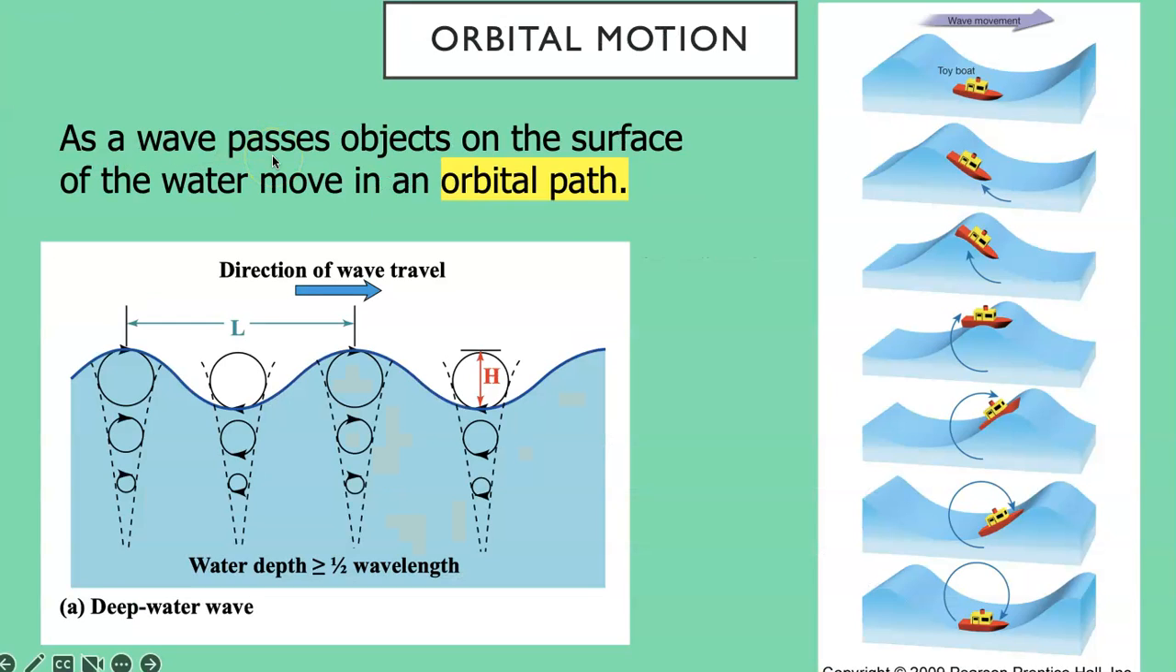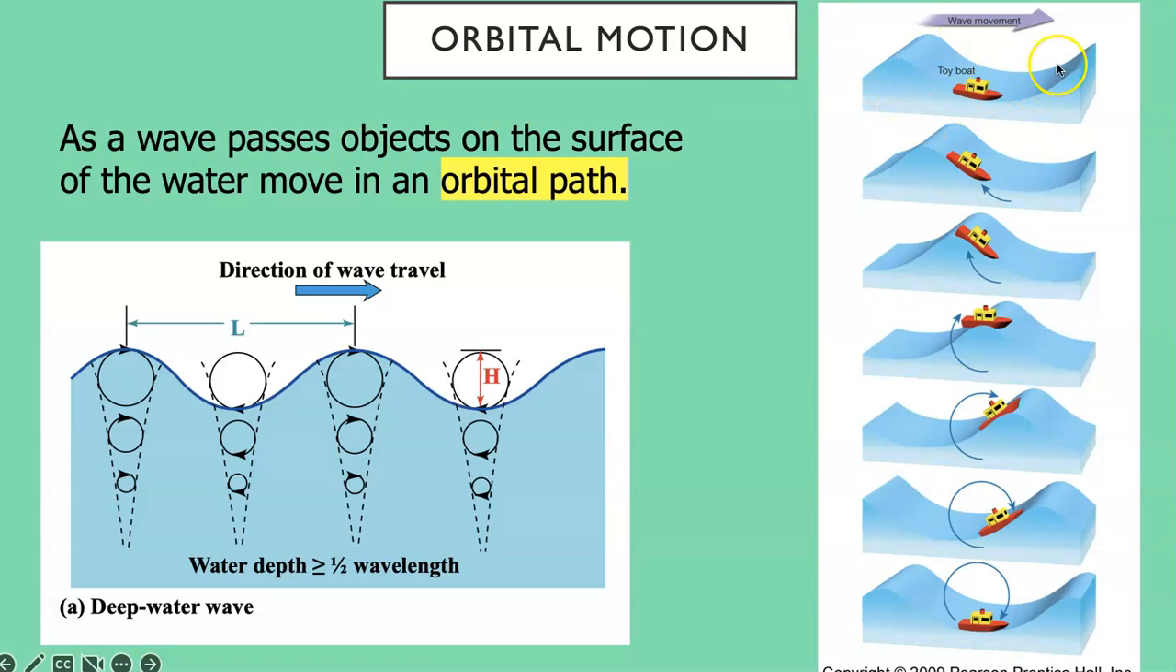So how do things move when waves pass by them? Well, water does not just move from the ocean all the way to the beach. Otherwise, all the water would pile up at the shore. Instead, the wave moves through the water, and the water moves in what's called an orbital motion.